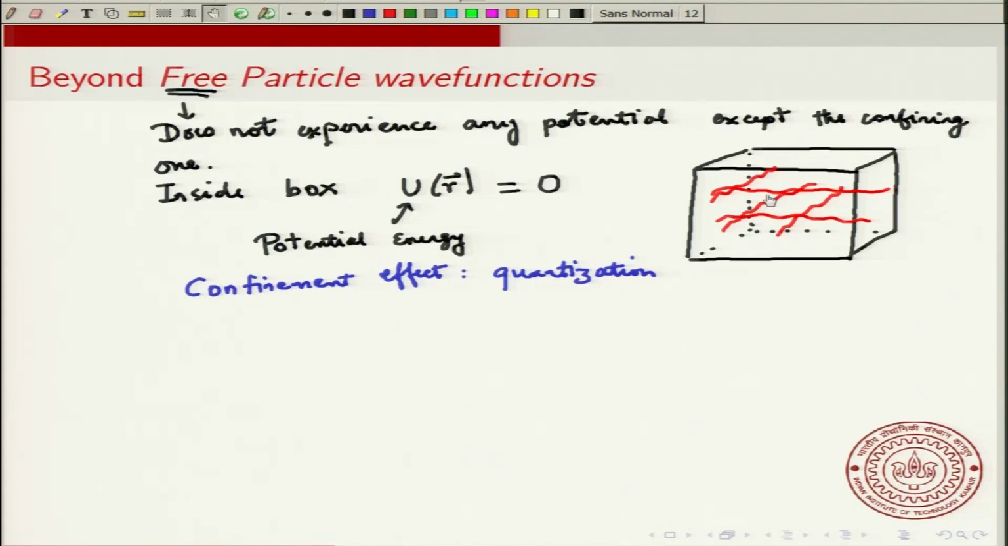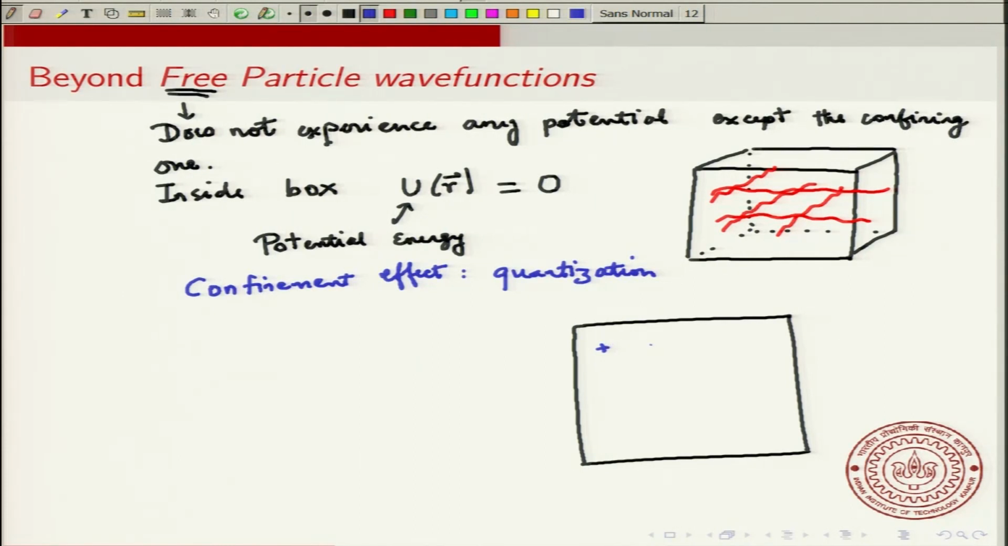Now what we want to do is go beyond these free particle wave functions. I will show this using a 2-dimensional picture. What we want to say is that inside this box there are lots of atoms, and I will show them as positively charged species because we took out the valence electrons. What is left behind is ions, and they form some lattice, and let me just draw a lattice for example.